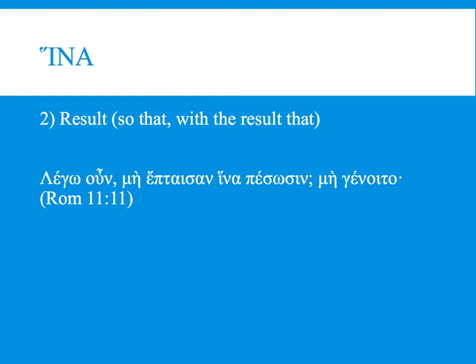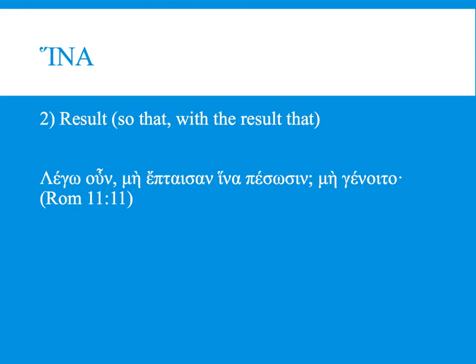Our second one is related to purpose and is often coupled with purpose, but the logical idea here is not purpose. It's not the action that happens is not done for that specific reason, but it's just the result. It happens with the result that, so that. So, for instance, we look at Romans 11:11, and that's actually an important theological, exegetical distinction between purpose and result in this passage.